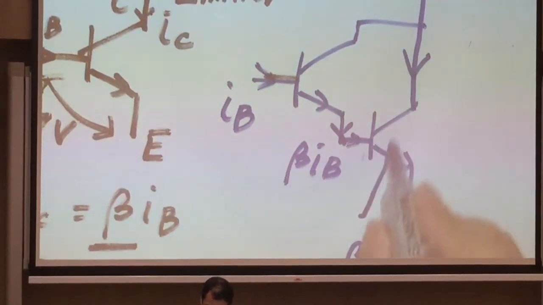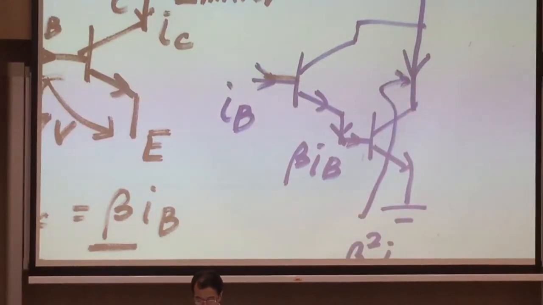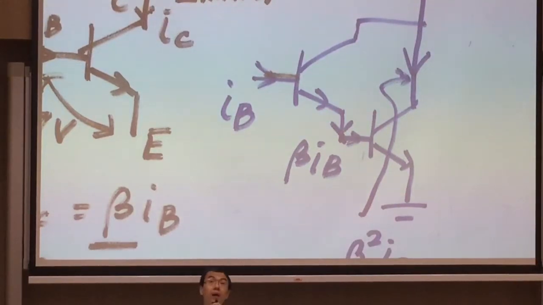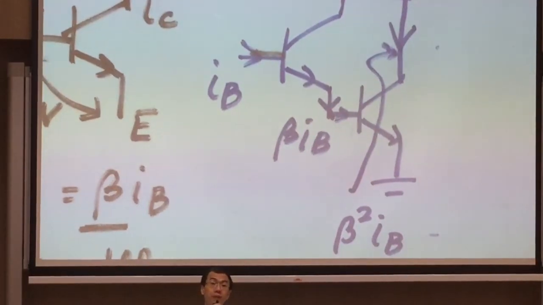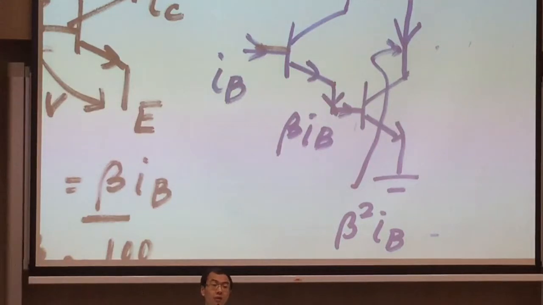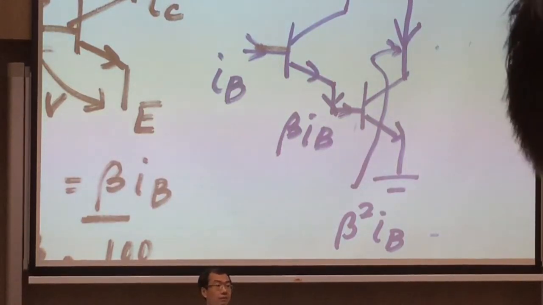So the current actually is this one. So you can see the current is being amplified by beta squared. So if the beta is 100, the Darlington pair can amplify the current by 100 squared, which is 10,000 times.